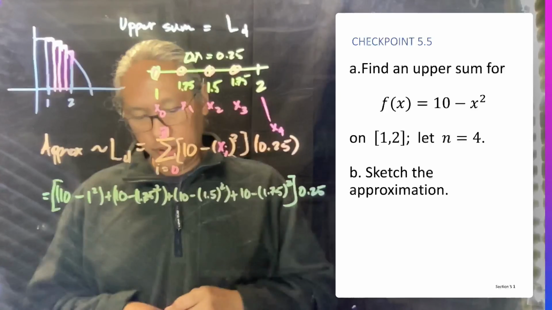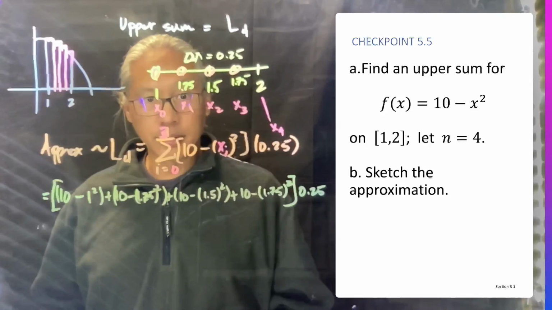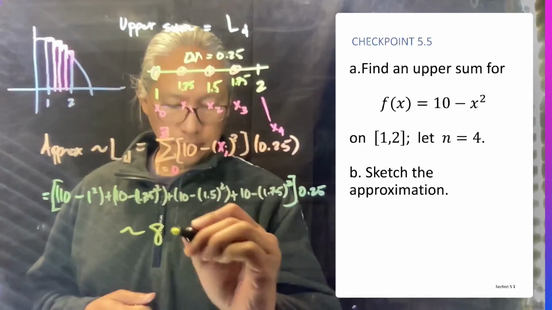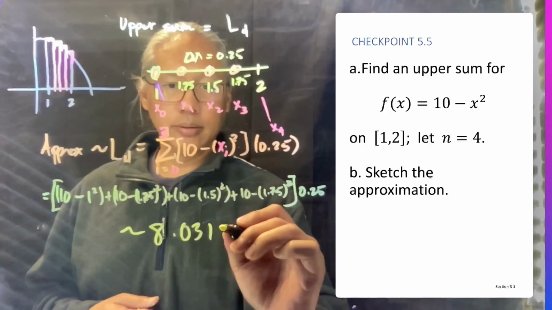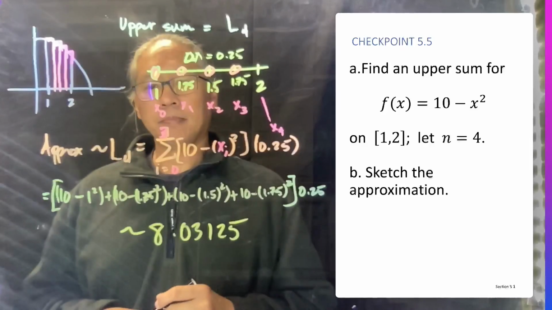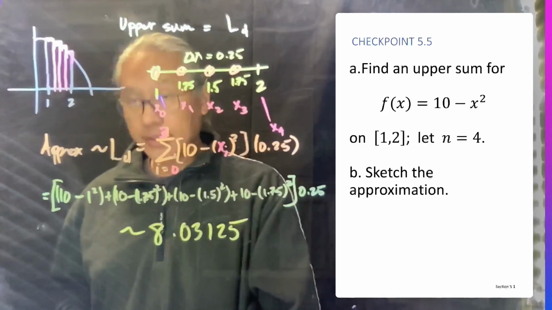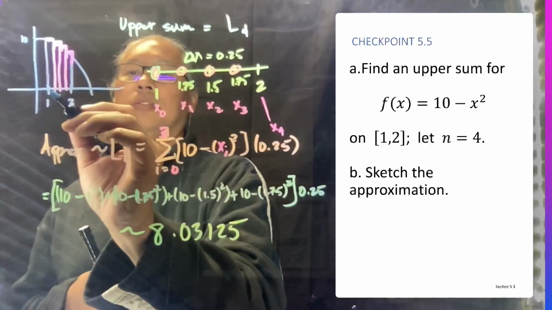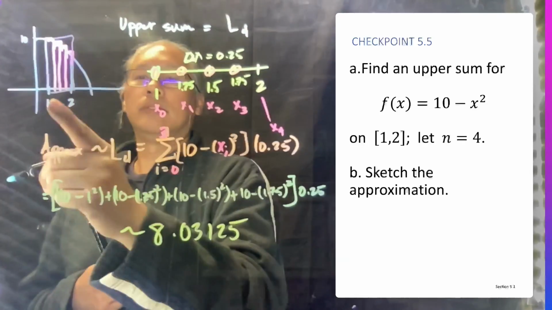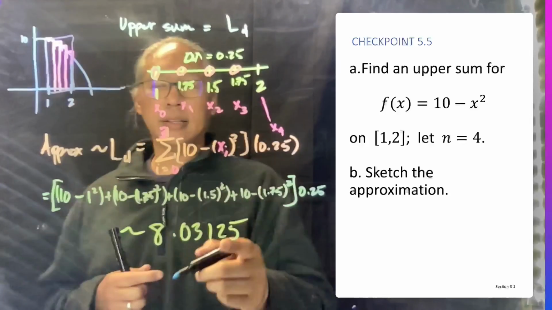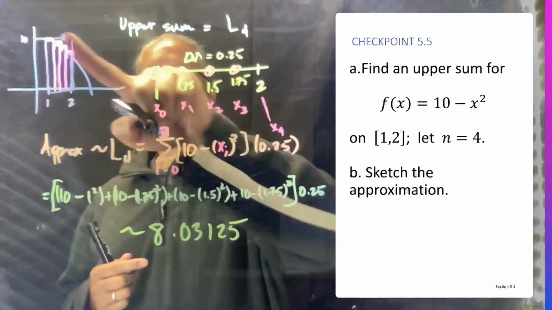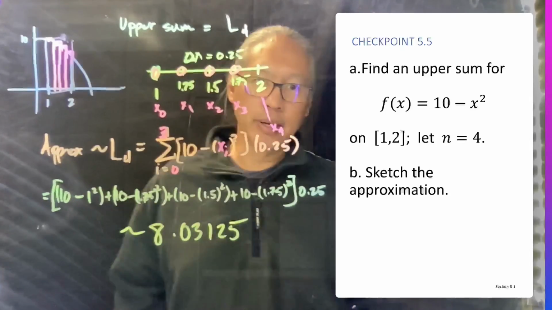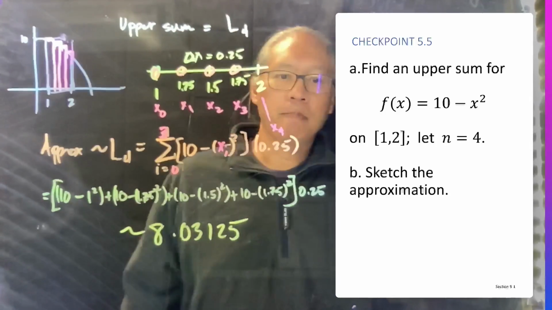And then this will be what you'll put in your calculator, computer, or whatever. And then I got the value to be approximately 8.03125. Okay, and that kind of makes sense. This whole thing is 10. If I draw a rectangle from 1 to 2 with height 10, that's going to give me 10. So this value that we got is less than 10, a little bit less than 10. So it seems to make sense. All right, I hope that helps.